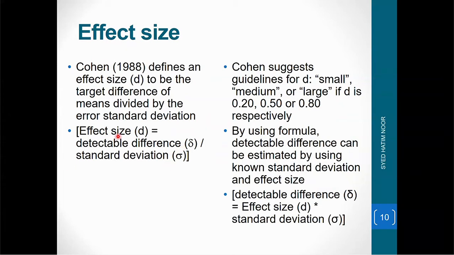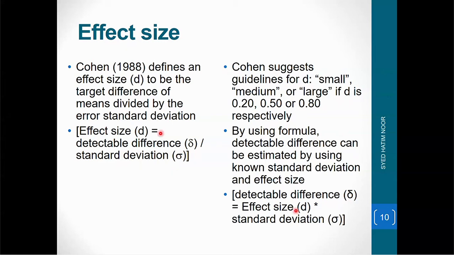Effect size has been suggested by Cohen, who is actually a statistician. Cohen suggests effect size can be divided into three: small, medium, or large. If you think that your effect size is small, then you use 0.2. So you use this formula: effect size equals detectable difference divided by standard deviation.